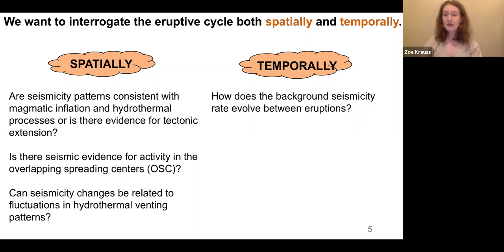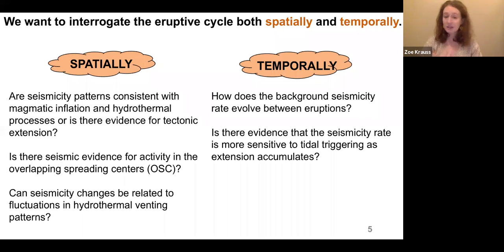And also throughout time, how does the background seismicity rate evolve between these dike emplacement swarms? Is it linear, or does it happen more in bursts, the increase in seismicity? And does sensitivity to tidal triggering increase as the seismicity rate changes, as extension continues to accumulate? These are all the questions that we want to make sure we can answer.